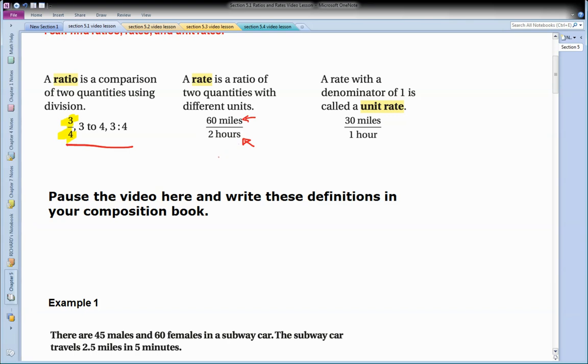And then a unit rate is a rate, which is a ratio. So a unit rate is a rate with a denominator of 1. So always in a unit rate, your denominator will be 1. If the numerator is 1, I don't care. We just want to make sure that the denominator is 1.